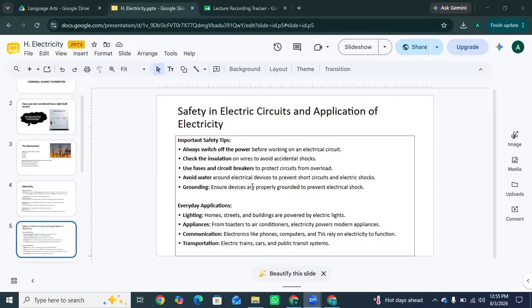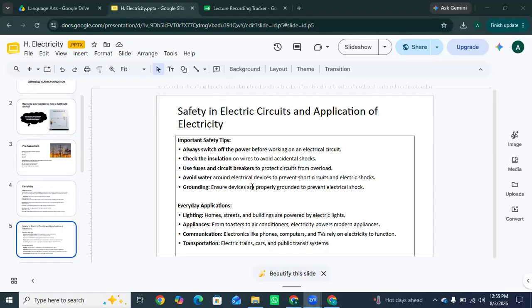The next one is grounding. Ensure devices are properly grounded to prevent electrical shocks. Basically, use fuses and circuit breakers to protect circuits from overload. If too much current flows, they cut off power automatically. Avoid water around electrical devices because it becomes dangerous, and ensure devices are properly grounded to prevent electrical shocks, as extra current goes safely into the ground instead of through you.